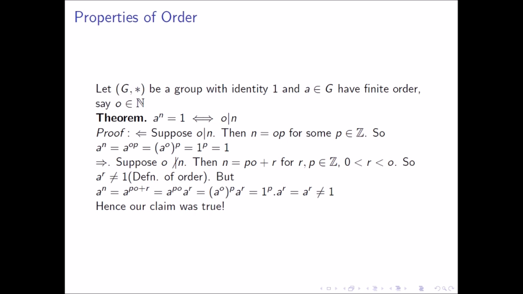I hope you have gone through the proof and understood it. Just one point, a power r is not equal to 1. This is by the definition of order, because order is the minimum element and r is less than o and not 0. If it's 0, then o divides n. So r is not 0 and it's less than o, so a power r can't be 1. Otherwise it contradicts the definition of our order and would say that o is not the order over here. Hence our claim was true.